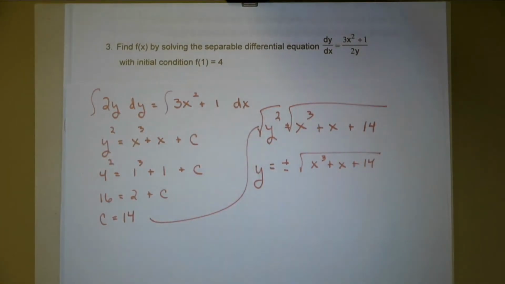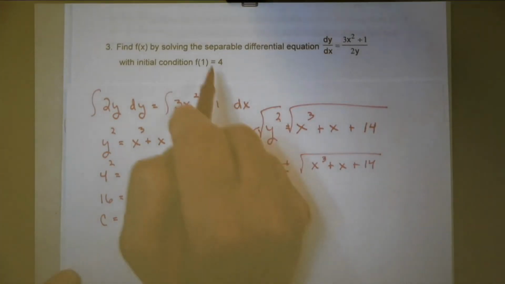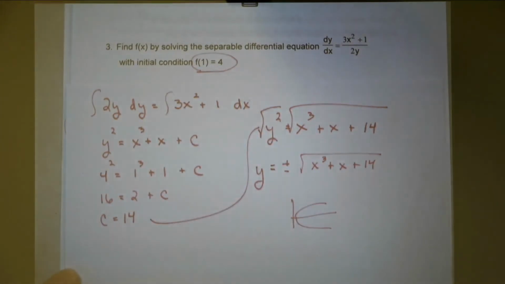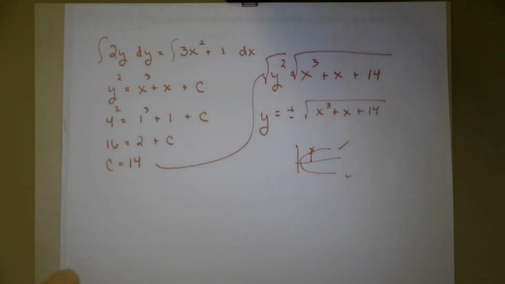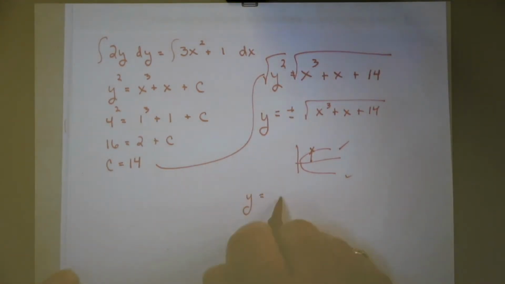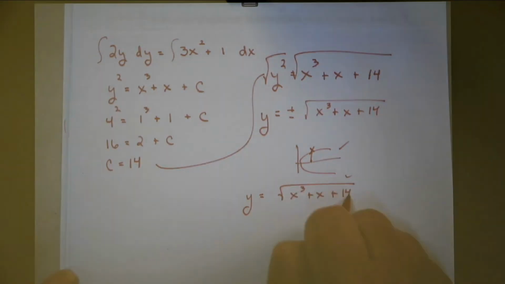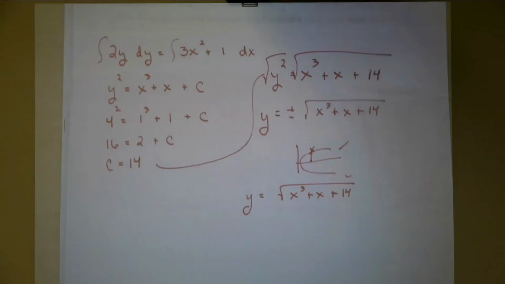So how do you know which situation you have? Are you talking about the positive or the negative side? Well, if we go back to our initial condition, because remember, your y squared is going to graph like this. So am I looking for this arm or this arm? If I go back to my initial condition, f of 1 gives me 4. That's the positive side of the equation. So the only answer that's going to work here is that y equals the positive root of x cubed plus x plus 14. Okay?